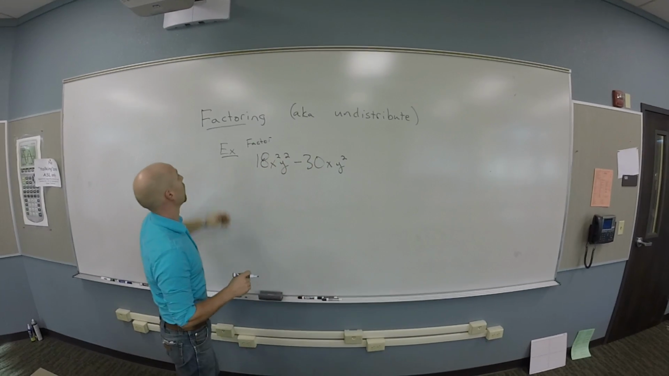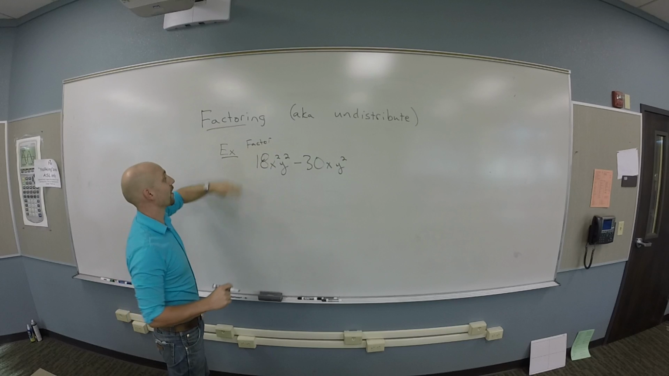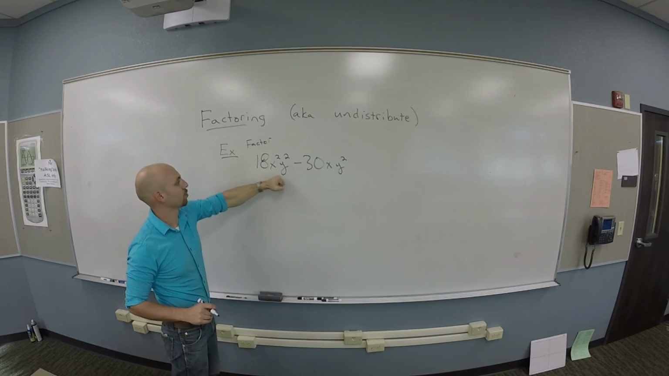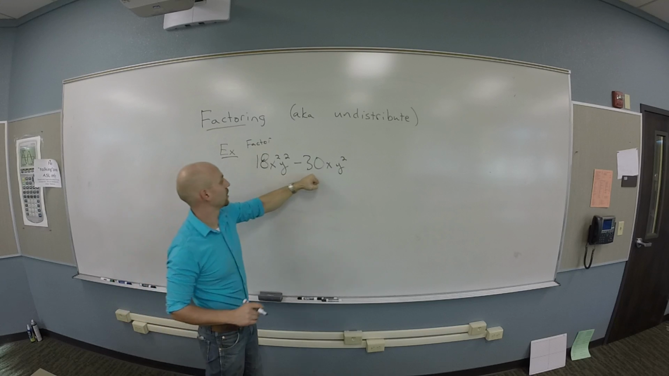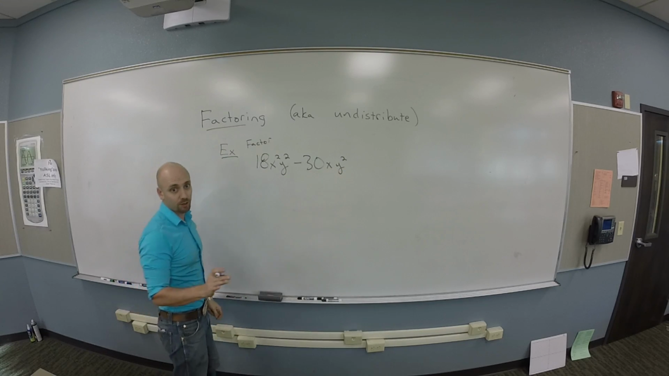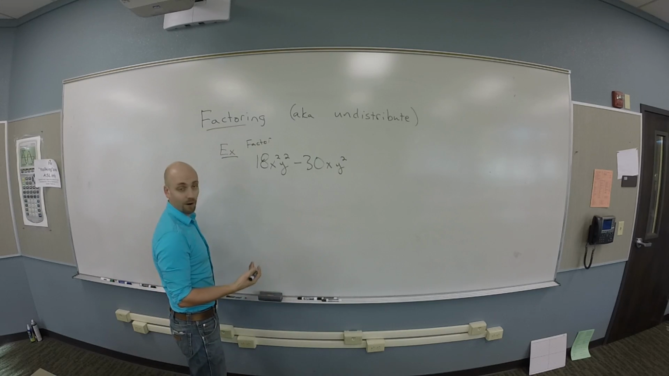Okay, so I want to do an example of factoring, aka undistributing. So I have my example: factor 18x squared y squared minus 30x y squared. So the first thing I need to do is figure out what's in common in the pieces. And that gets a little more complicated here, right?